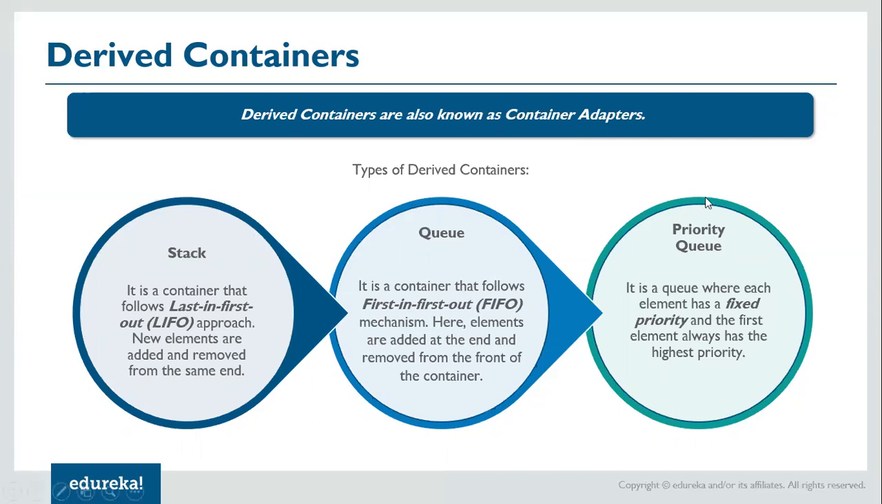Then we also have a priority queue. A priority queue is a queue where each element has a fixed priority and the first element always has the highest priority. So whenever you put an element, it is assigned a priority, and in case it is the first element going into the priority queue, it becomes the element with the highest priority. So these are the various containers under the derived container category.